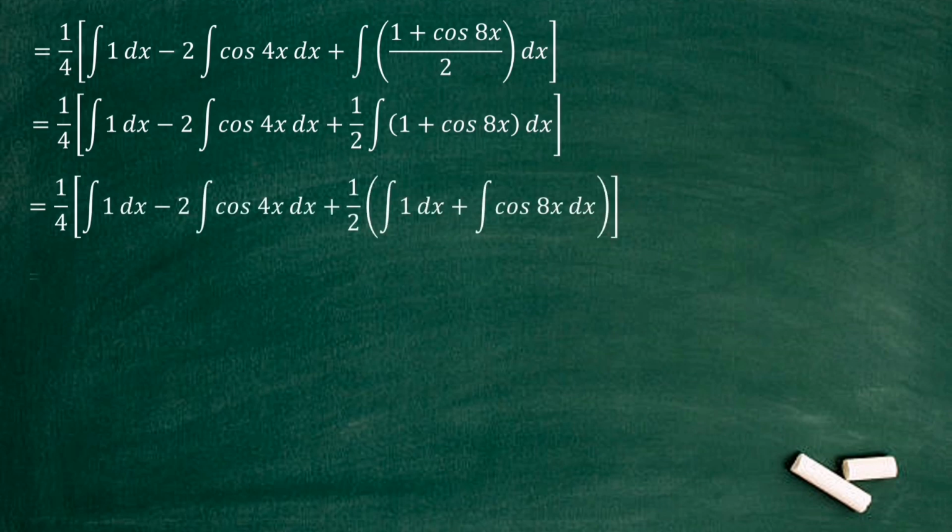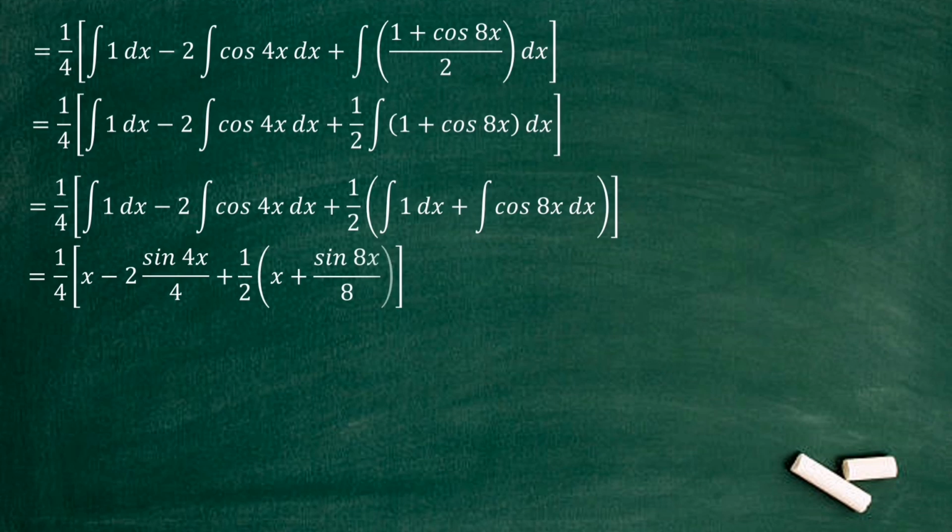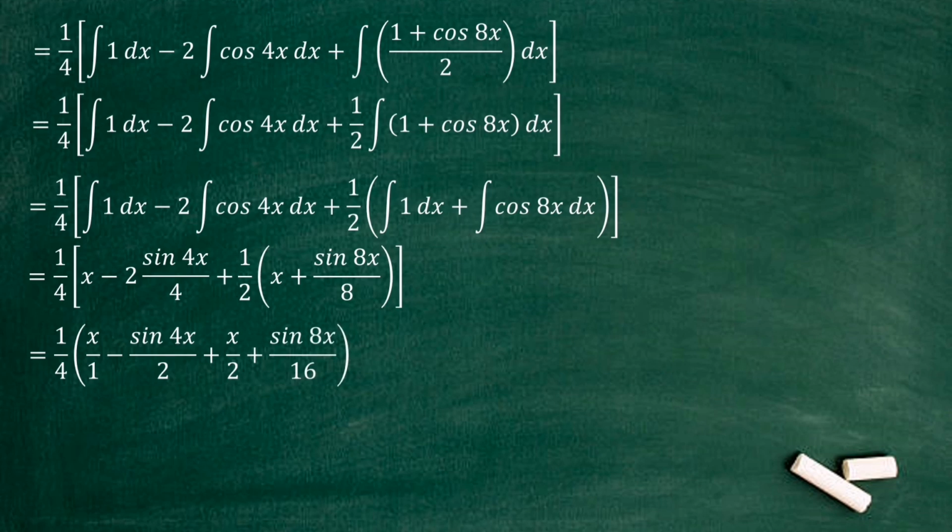Integral 1 equals x. Integral cos 4x equals sin 4x over 4. Integral 1 again equals x. Integral cos 8x equals sin 8x over 8. After that, we can remove the bracket. Then we can simplify x and x over 2 as 3x over 2. Then we have as the final answer 1 over 4 within bracket, 3x over 2 minus sin 4x over 2 plus sin 8x over 16.